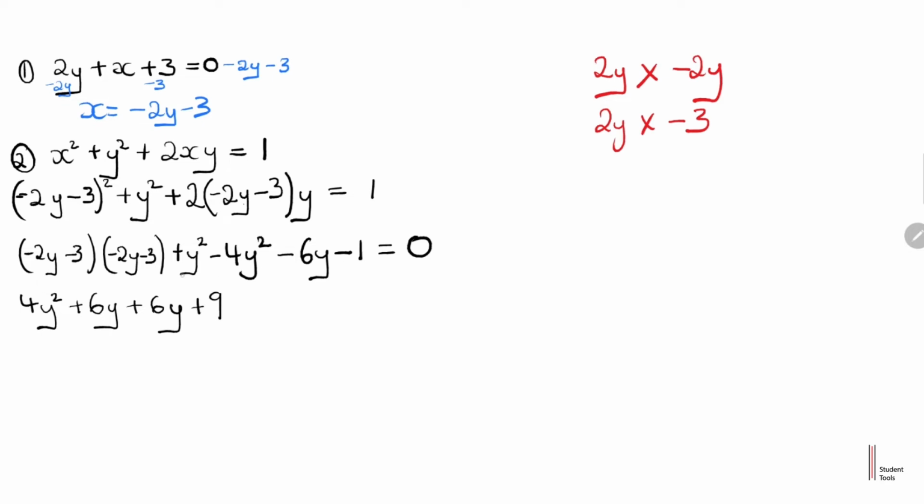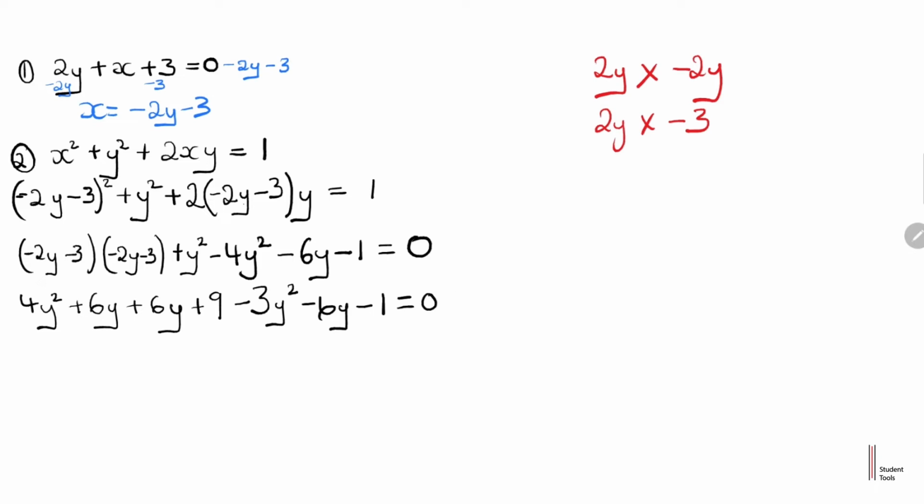And then we have y squared minus 4y squared. That is a minus 3y squared. So now we have that. Then we bring down this minus 6y minus 1 equal to a 0.